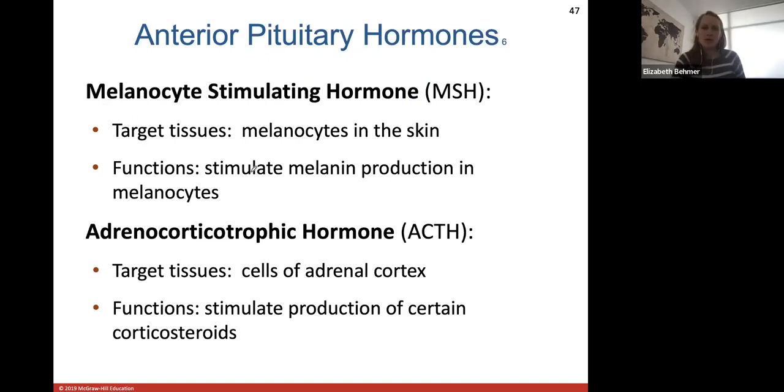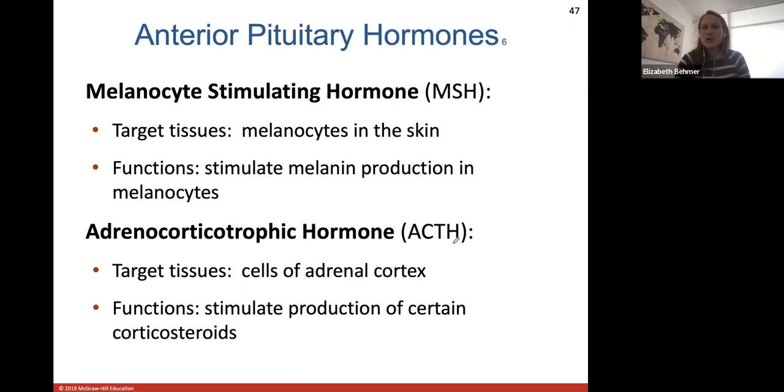Melanocyte stimulating hormone: you might remember that melanocytes are the cells in our skin. So this hormone stimulates the production of melanin in those melanocytes. And remember, melanin was important for providing some protection against UV rays when you're out in the sun, for example.